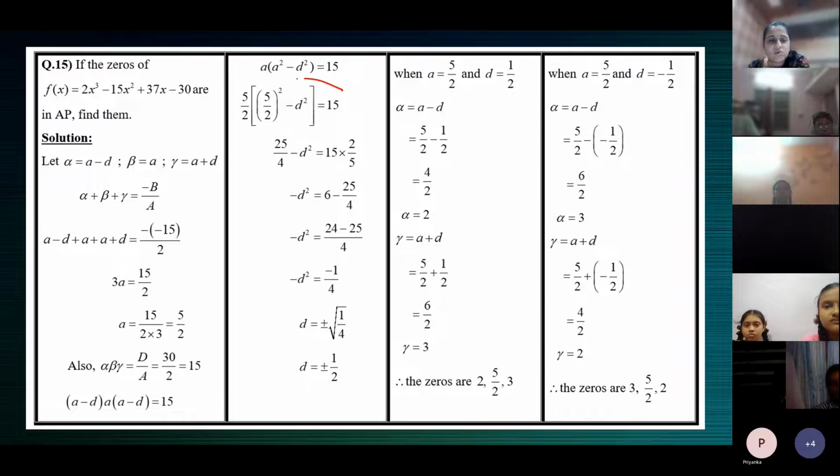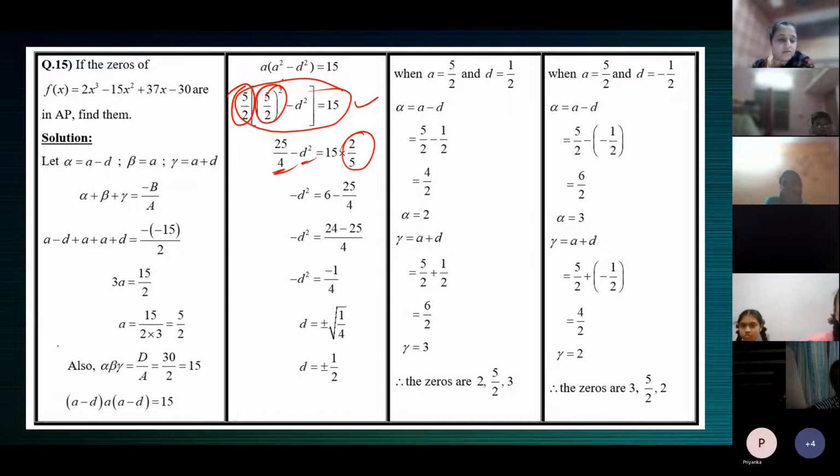See, this equation has only d. You're solving this to find the value of d. That's all. So you first transpose 5 by 2, it becomes 2 by 5. And this 5 by 2, the whole square is 25 by 4 minus d square.